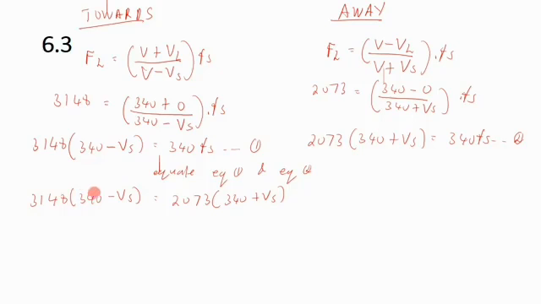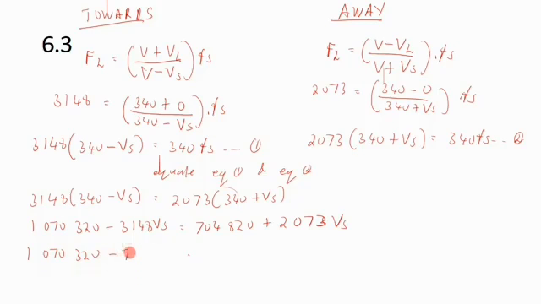At this point, you just want to do your maths. Note there are no marks for what we are going to do right now, because in physics they don't really care about your maths. So let's do our maths here. Multiplying this, we have 1,070,320 minus 3,148 vs. When we multiply this one, it gives us 704,820 plus 2,073 vs, right? Then we know the drill. Bring everything that has vs to the right hand side and transpose this one to the left hand side.